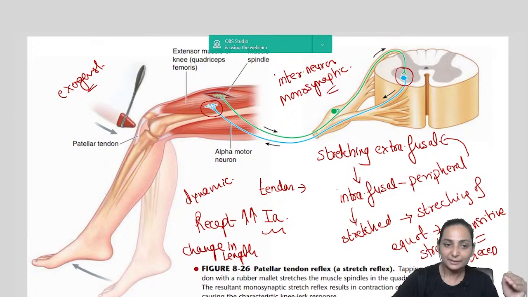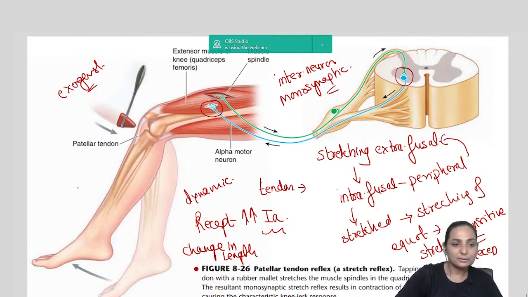Right? So what we are doing is causing stretching of the extrafusal muscle fiber, resulting in the stretching of the intrafusal muscle fiber, the peripheral portion first, followed by the central portion, eliciting the increased discharge of 1A afferents, and then that is going to result in the contraction of the muscle through the extrafusal muscle fiber via the alpha motor neurons.